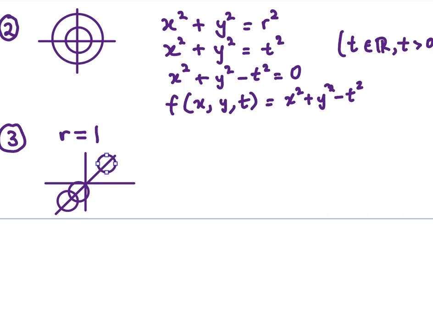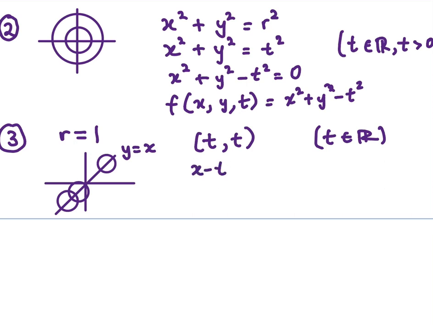So why don't we take a general point on the line? We know this is y equals x. So what about taking the coordinate t comma t? Remember where t belongs to the reals. Remember, this coordinate is also our general centre of our unit circle. So, let's find our equation of our general circle. We'll have x minus t squared plus y minus t squared is equal to 1.